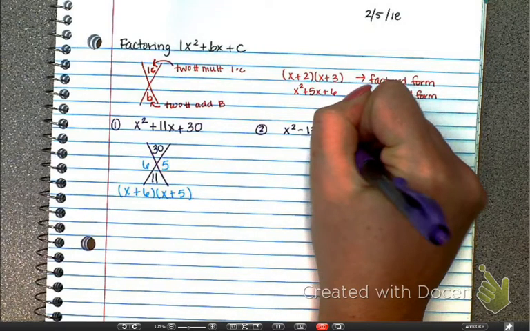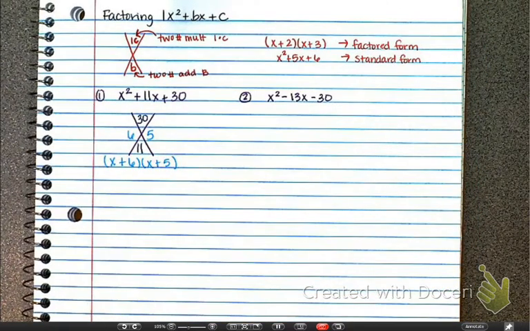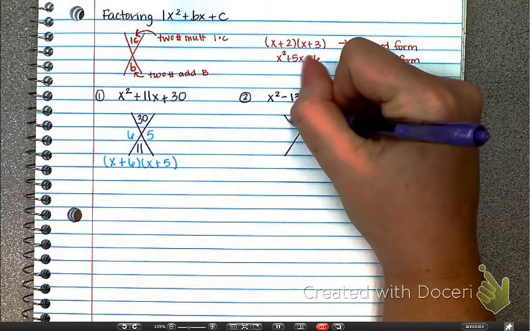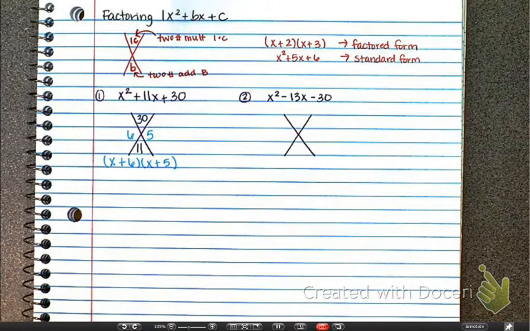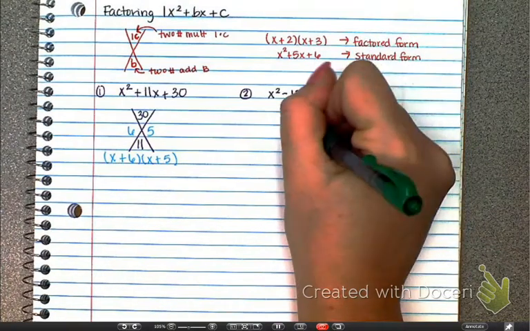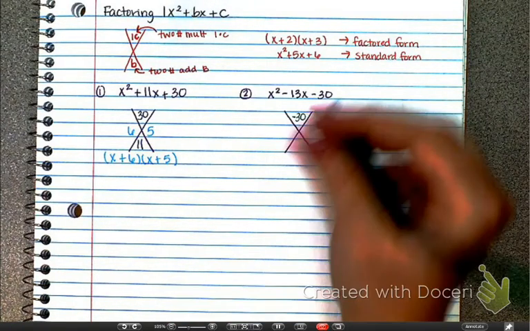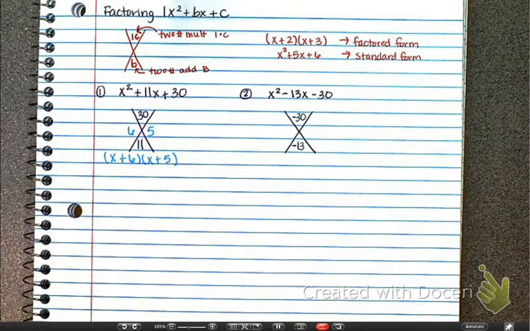So x squared minus 13x minus 30. So again, we're looking for two numbers that multiply to 1 times c, and 1 times c is negative 30. And then what goes on the bottom? Negative 13. So two numbers that multiply to negative 30 and add to negative 13.